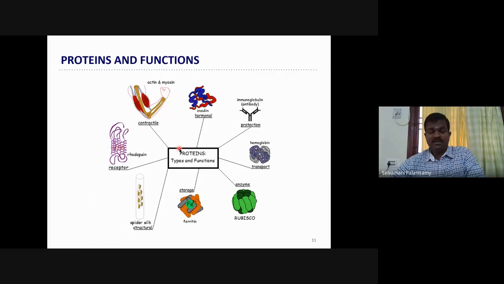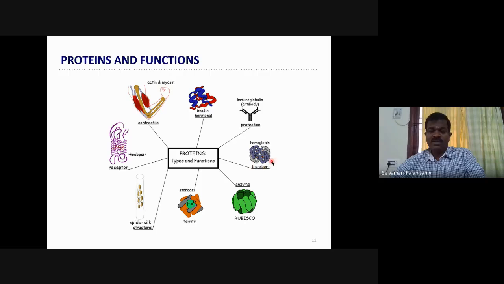Finally, the DNA gives information to RNA, and RNA synthesizes many kinds of proteins, and all these proteins perform various functions in order to maintain homeostasis. We all know homeostasis is maintaining normality in the biological or physiological processes. Say, for example, insulin is a hormonal protein which maintains the glucose level. Similarly, antibodies, immunoglobulin, are defense proteins which protect our body and develop immunity from diseases.